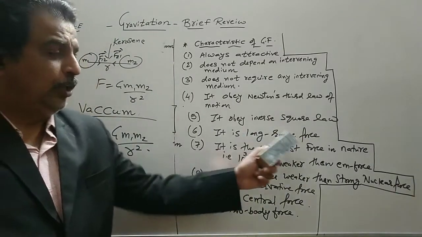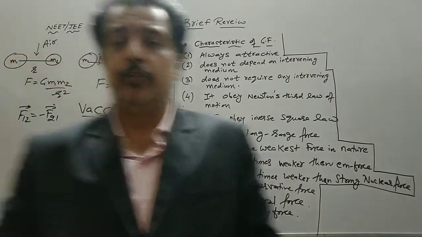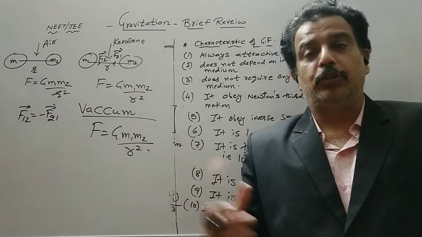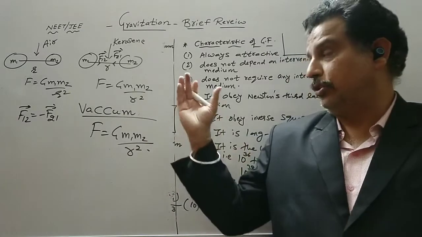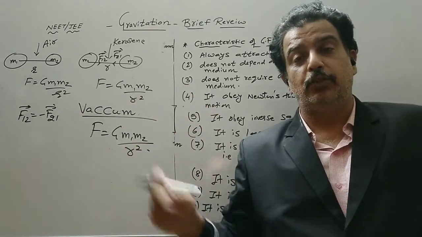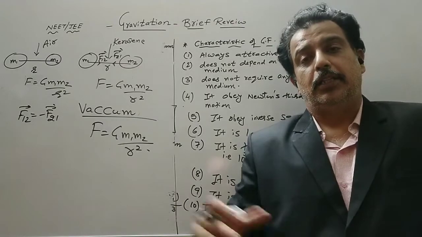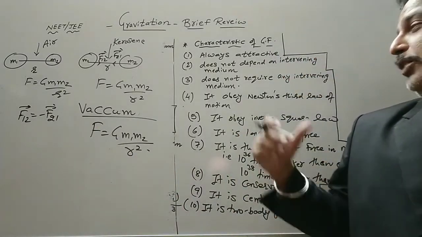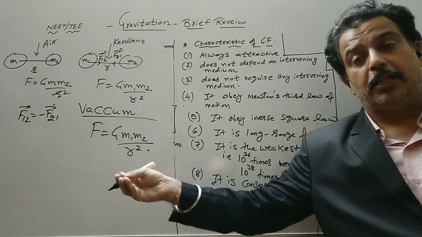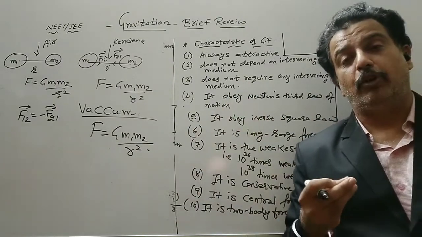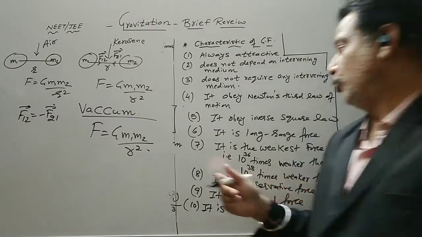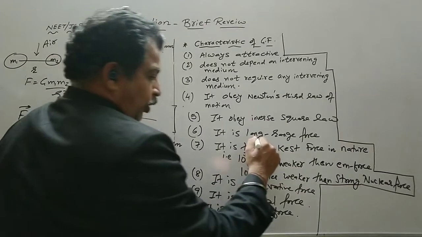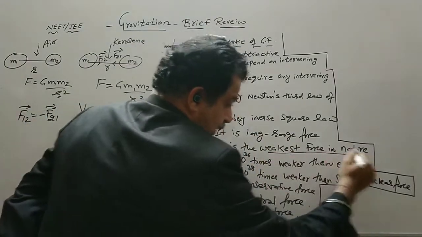Now it is a long range force means we know there is a gravitational force between the sun and the earth. So earth is revolving around the sun due to gravitational force. Now the distance between the earth and sun is not small, it is a very large distance. Still this force exists between the sun and the earth, or you can say all the planets are revolving around the sun due to this force. So it is a long range force. Again, though it is a long range force, it is the weakest force in nature.